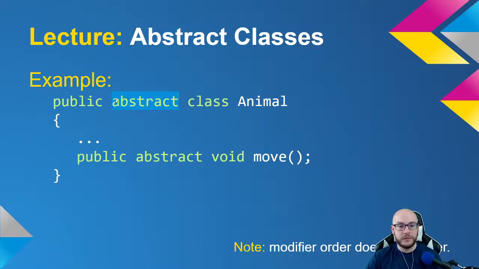This is a modifier, which is why it's going in front of the class. And this is all about abstract classes. So that should help you a little bit with the order of these things, right? This is public abstract class. This is an abstract class. Okay.